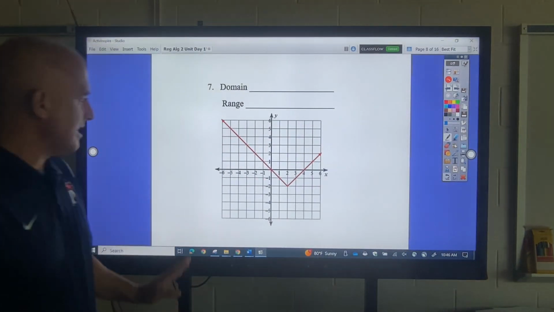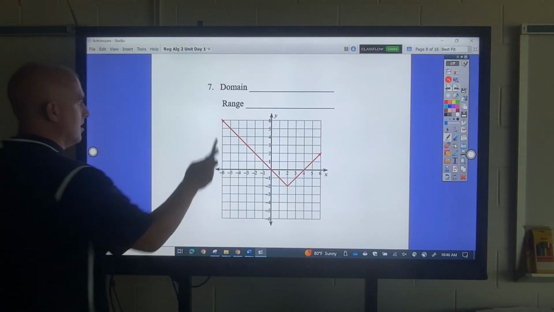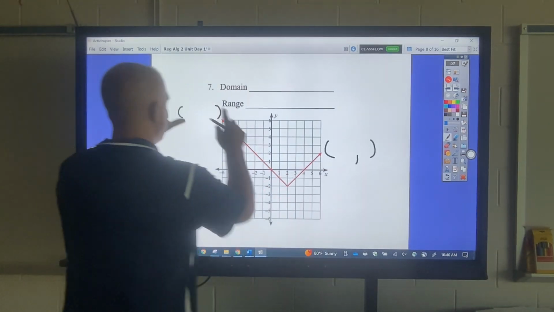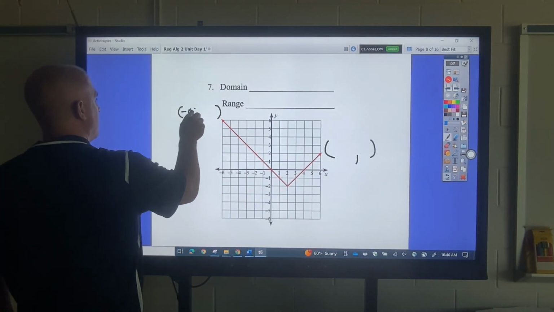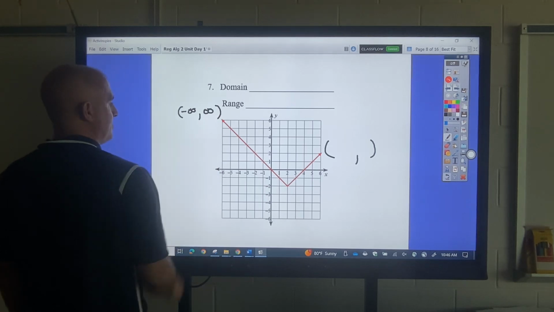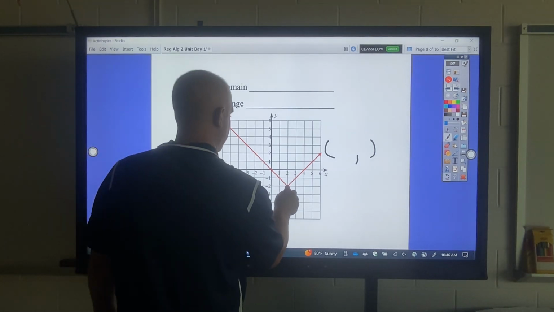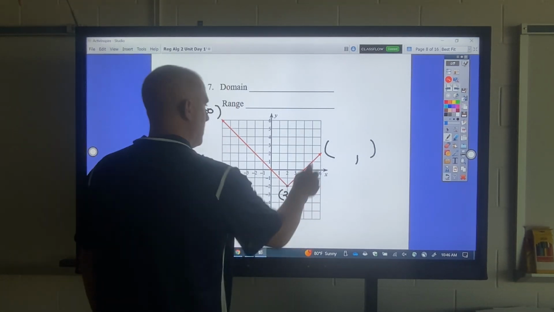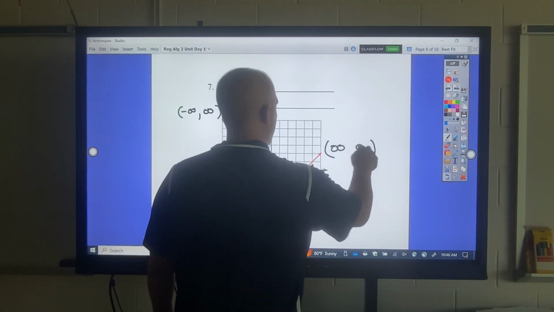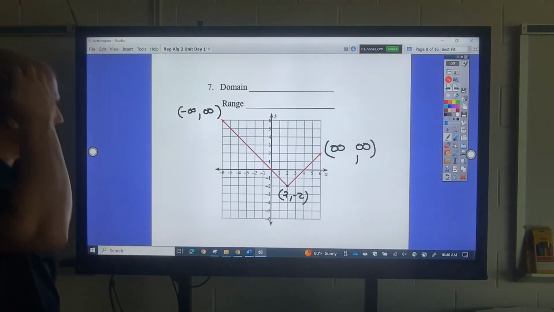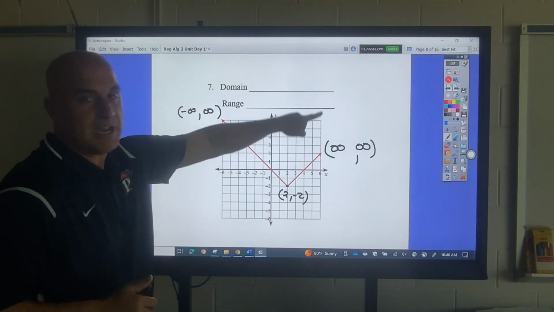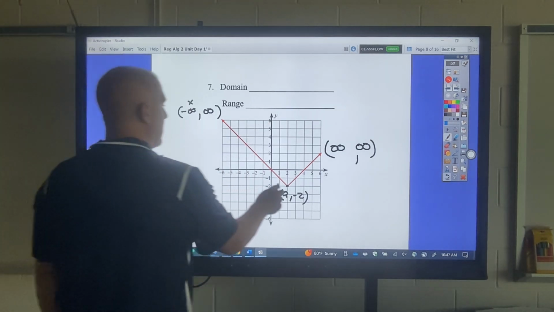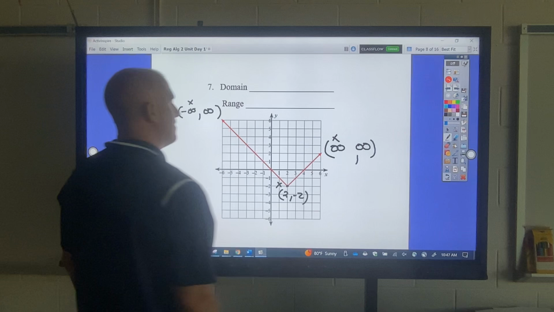Okay, now we're getting into some arrows. This is a left arrow, so that is -infinity. That arrow is pointing up. Okay, all right. This is 2, -2. This is a right arrow pointing up. So left arrow pointing up, right arrow pointing up. Labeled that point.